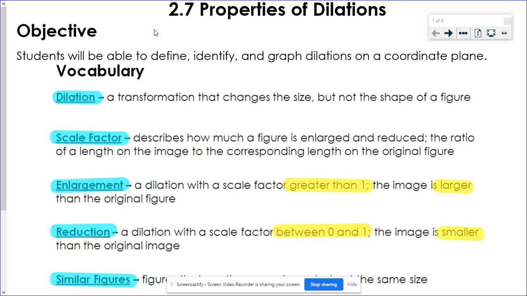Welcome back, math students. Today we're going to talk about one more kind of transformation. It's called a dilation. And it's going to be different than the other ones that we've talked about because in a dilation, we're going to be changing the size of the shape.